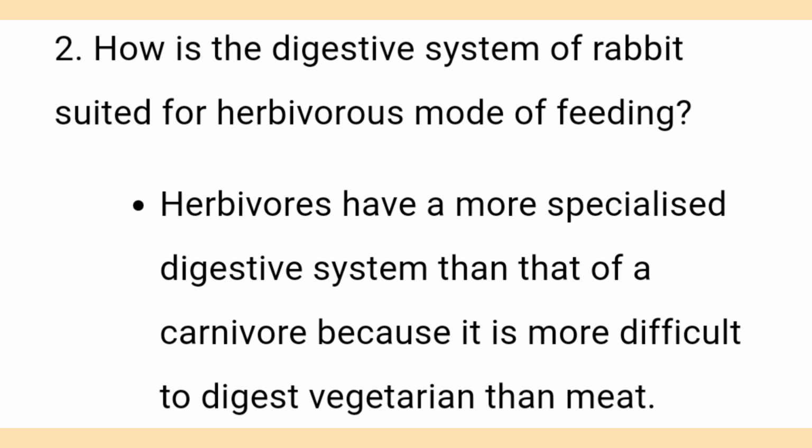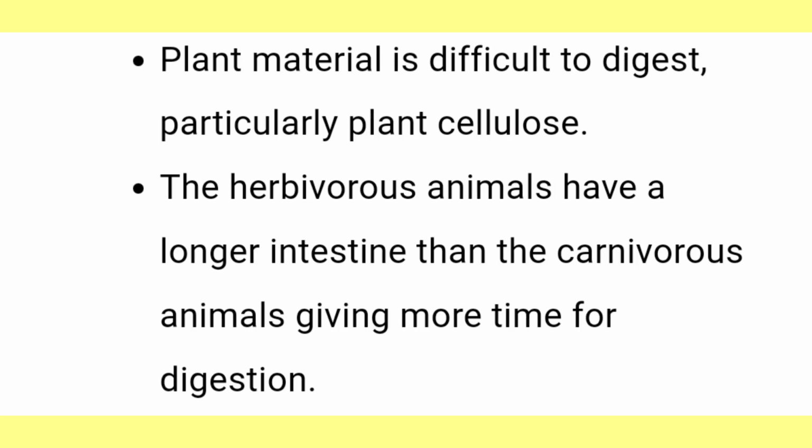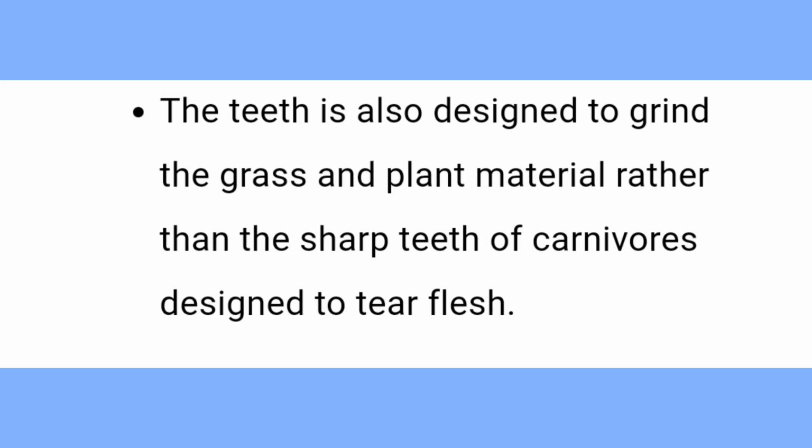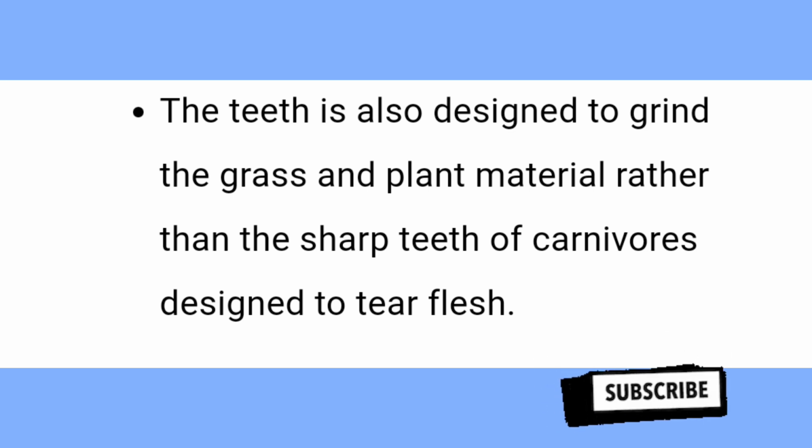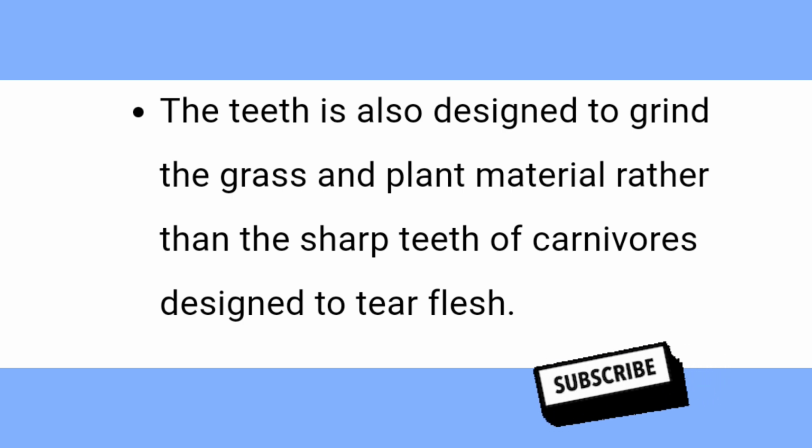Answer, first point, the herbivores have a more specialized digestive system than that of a carnivore because it is more difficult to digest vegetarian food than meat. Plant material is difficult to digest, particularly plant cellulose. Then next point, the herbivorous animals have a longer intestine than carnivorous animals, giving more time for digestion. The teeth are also designed to grind the grass and plant materials rather than the sharp teeth of carnivores designed to tear flesh.